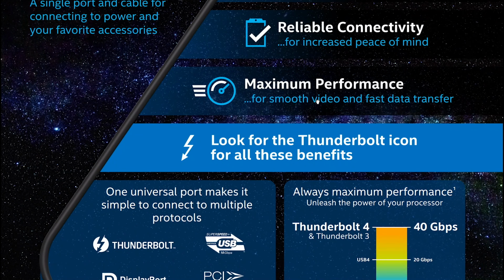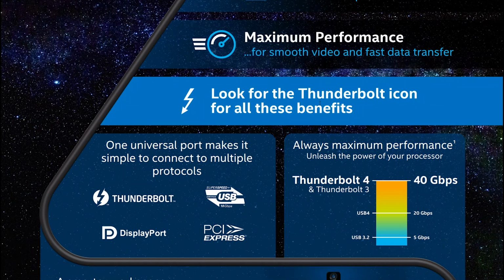So if we scroll down a little bit, one of the great things that you can see here is that it supports many different protocols. So you have DisplayPort, PCI Express, USB, Thunderbolt, all combined together into one cable. And as we mentioned before, you have 40 gigabits per second. And as you can see in the document here, that applies for both Thunderbolt 3 and Thunderbolt 4.